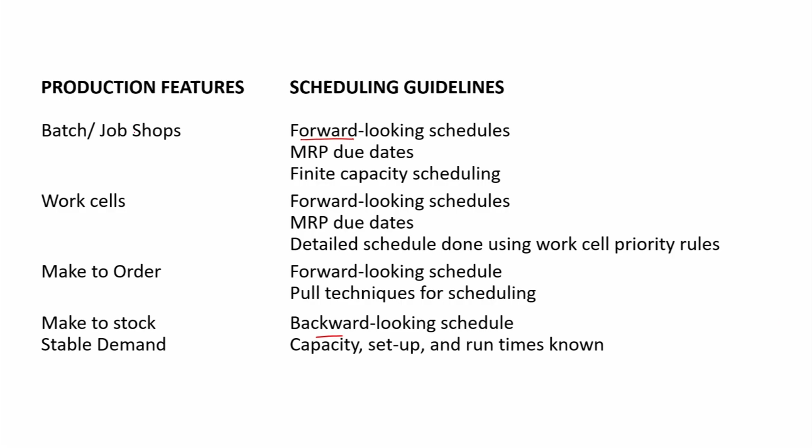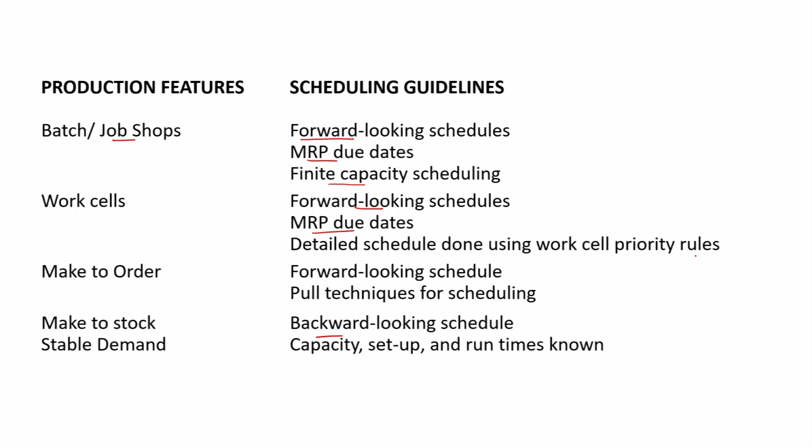In batch and job shop, where the due dates are given to us and it is a make to order system, we will go for a forward looking schedule, where MRP provides the due dates to complete a particular activity. This is more of a finite capacity scheduling, where the capacity of our different processes is known to us. If it is work cells, there also MRP due dates are there, and we can adopt a forward looking approach, with detailed schedule done using work cell priority rules.